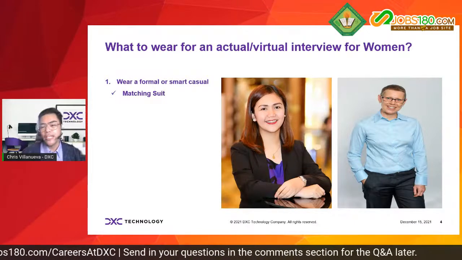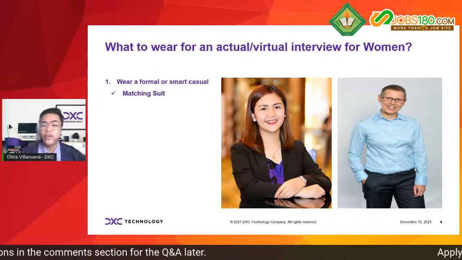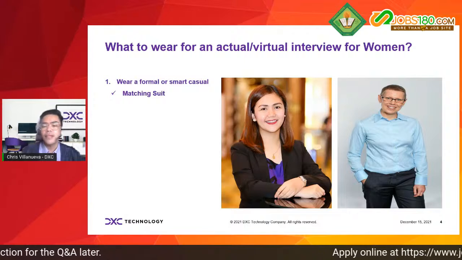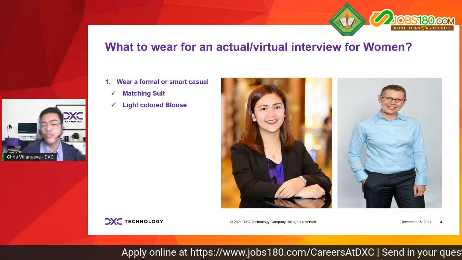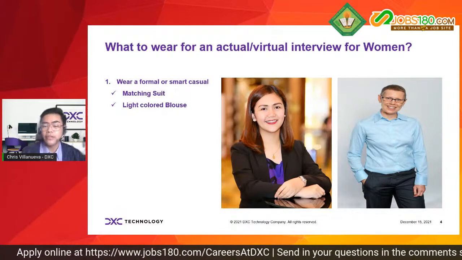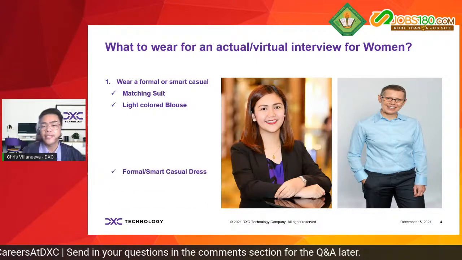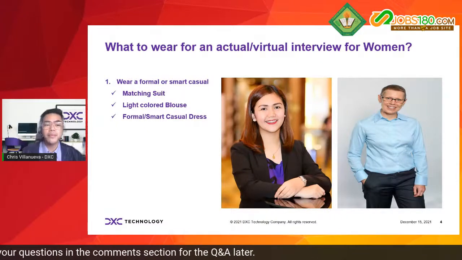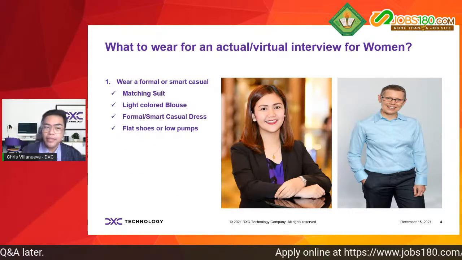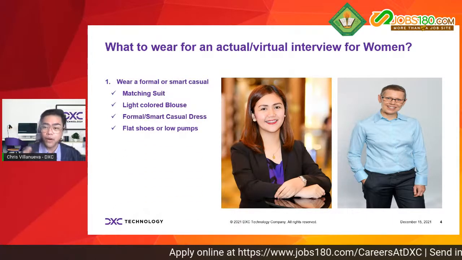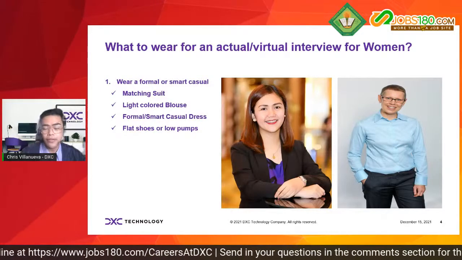And as much as possible, let's try to avoid transparent ones or see-throughs, tight fitting, or low necklines. If you're going to be wearing a dark blazer outside, then please make sure to complement it with your inner blouse or your inner shirts or tops. It could be a light color just to complement. Then you can also wear, just like what I've mentioned, a formal dress, a casual dress, or smart casual dress, paired with flat shoes or low pumps. And if you are comfortable wearing heels, that will also be great, as long as you are comfortable to carry those clothing.